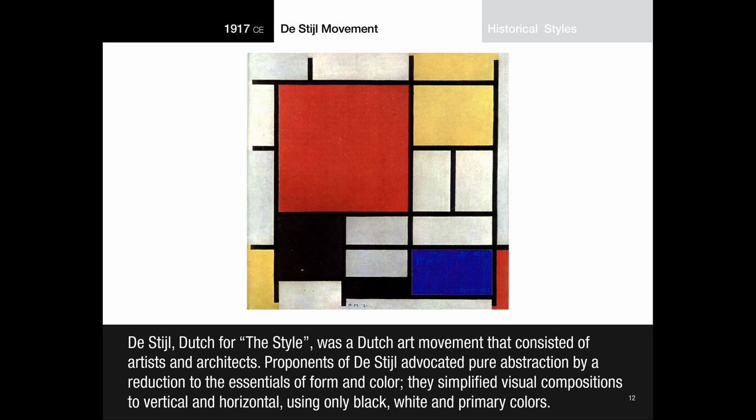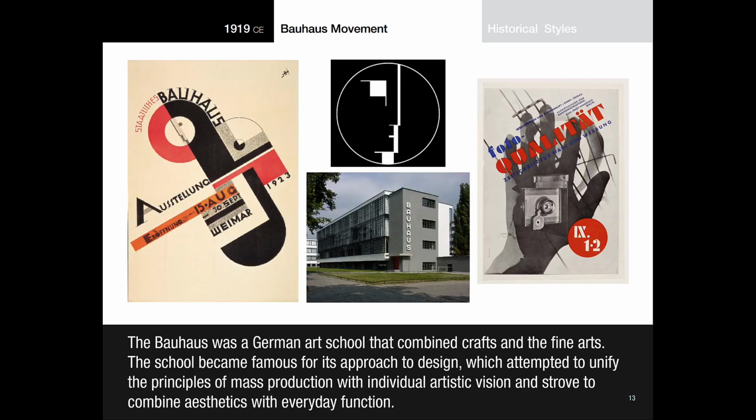De Stijl is another painting or fine art style, a Dutch movement, which stands for, in Dutch, the style. And this was a school of painting or a school of fine art that really tried to reduce things down to a grid. And using primary colors, just usually black and white, red, blue, and yellow. And I put this in here because, again, you'll see reference to this when we talk about Swiss design in the 1940s and 50s. The Bauhaus movement was a German school of design.